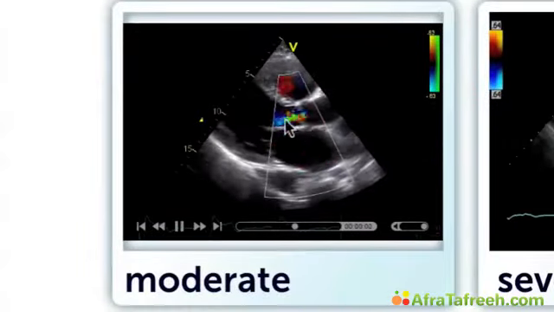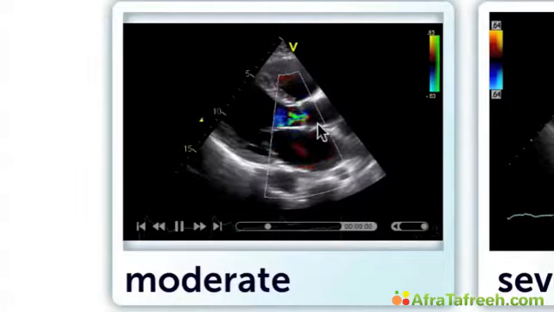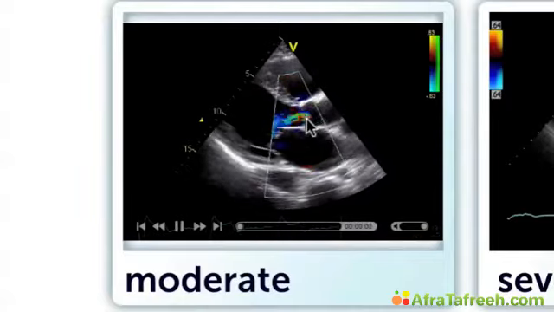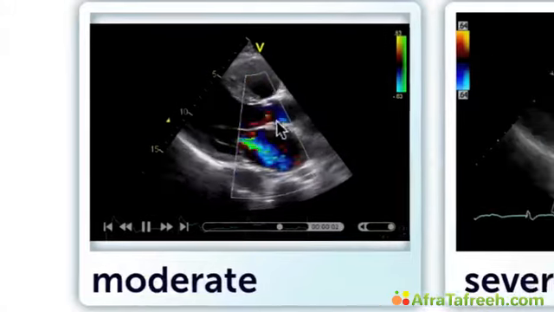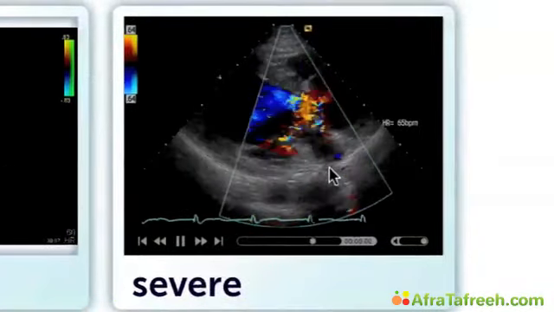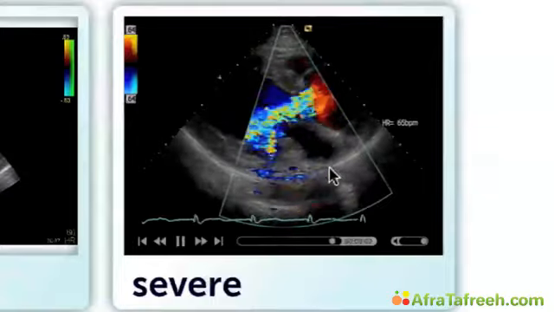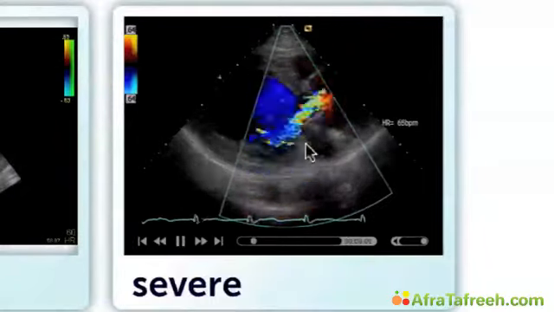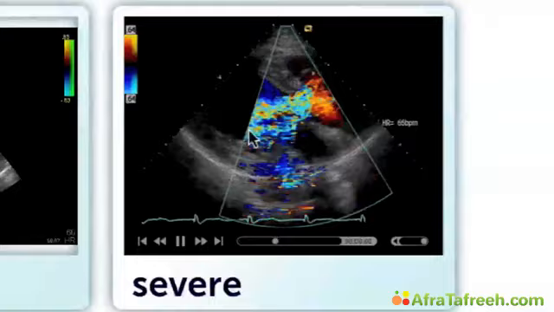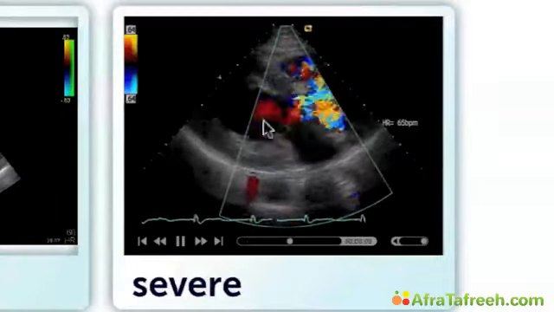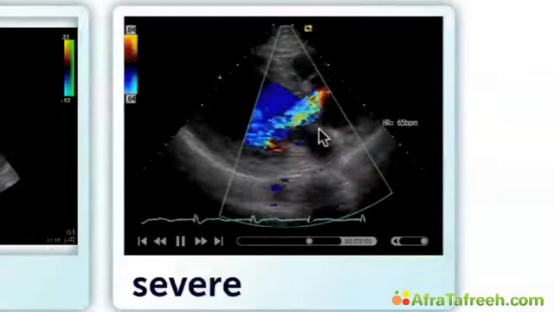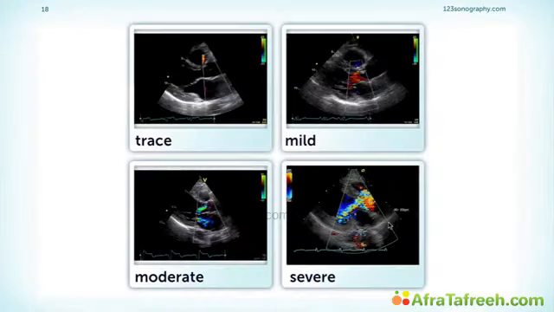Moderate aortic regurgitation, you see that the jet is nicely visible. We do see that there's a very small flow convergence zone here. And this is a patient who without doubt has very severe aortic regurgitation with a broad jet, which encompasses almost the entire LVOT and with a very, very large proximal flow convergence zone.